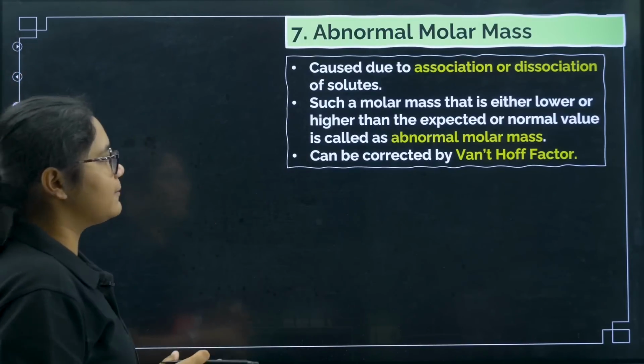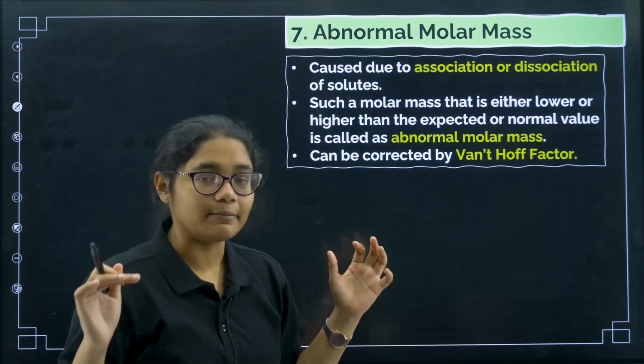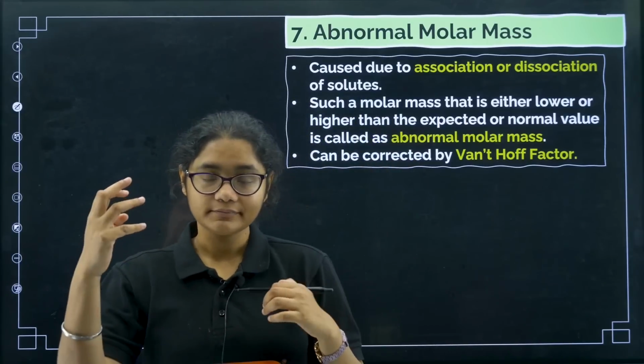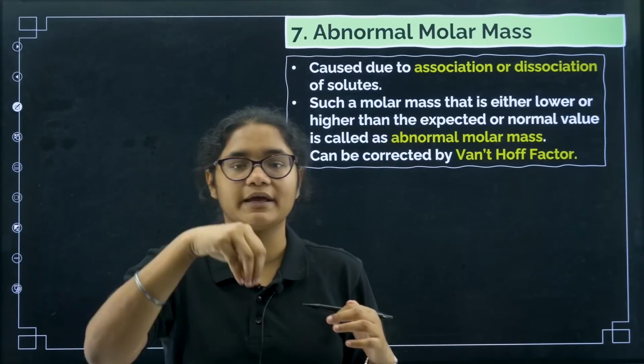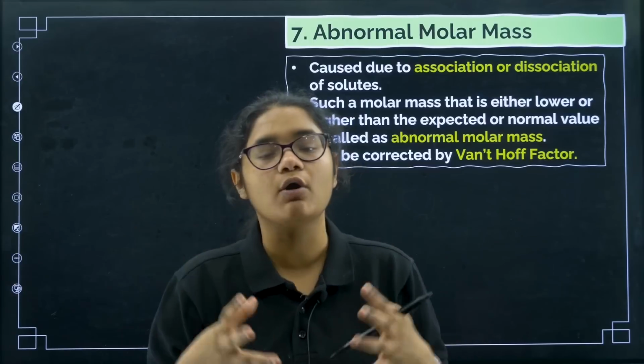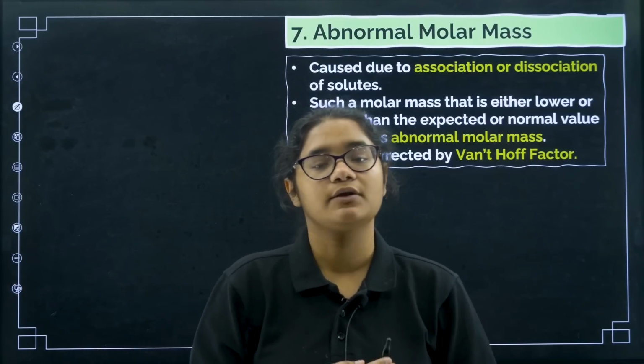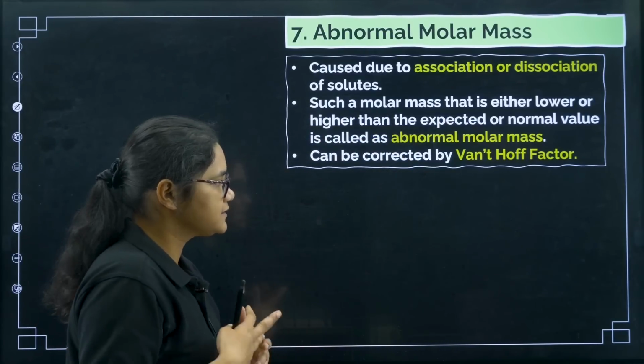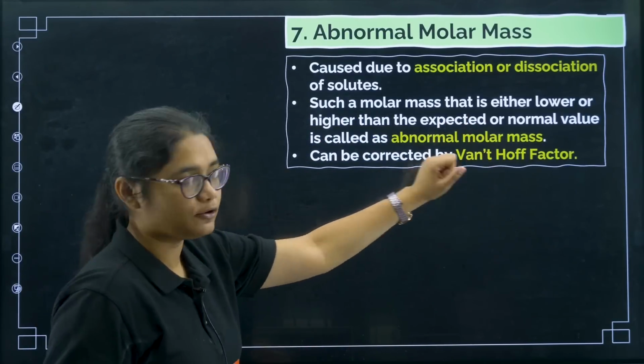Next, something called abnormal molar mass. Abnormal molar mass takes place when the solute that we are adding is associating or dissociating. Now this abnormal molar mass is corrected by something called the Van 't Hoff factor.